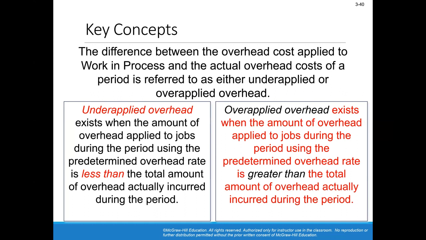So that under applied overhead exists when the amount of the overhead applied to the jobs during the period using the predetermined overhead was less than the total. And the over applied overhead means that that predetermined overhead rate was more than what actually got applied. Okay, so the over is when you have too much on your estimate, and then the under is when you don't have enough on your estimate.